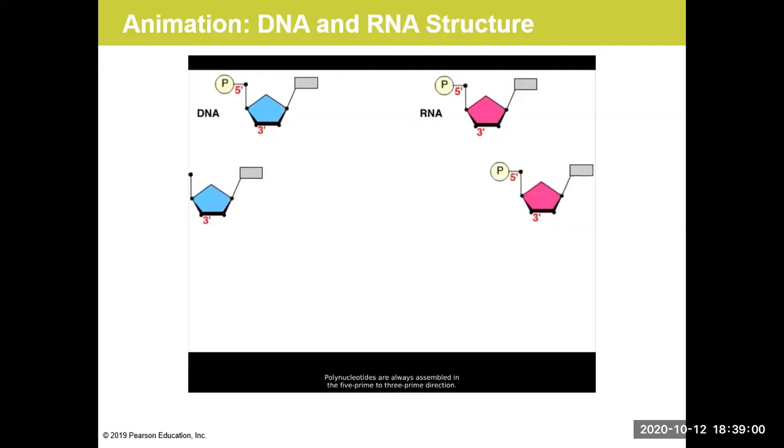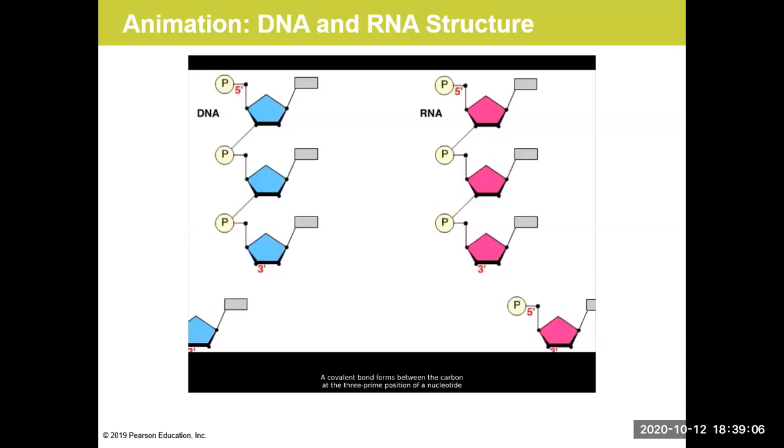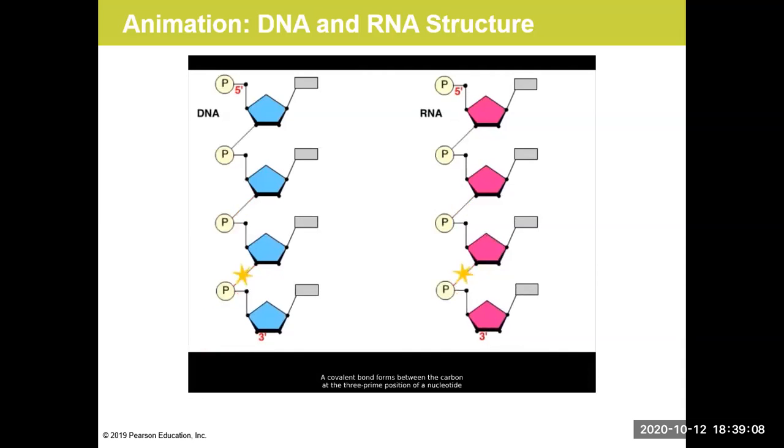Polynucleotides are always assembled in the 5' to 3' direction. A covalent bond forms between the carbon at the 3' position of a nucleotide and the phosphate group at the 5' position of the next nucleotide.